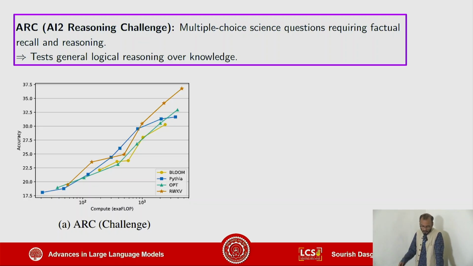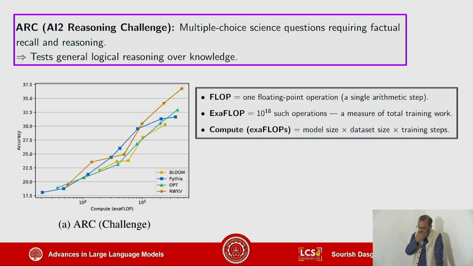Test. So what they tried to see was whether the accuracy improves as they increase the training regime, in terms of the exaflops or the compute. By exaflop, what we mean is, one flop is one floating point operation, which is one single arithmetic step. So the compute would mean the model size multiplied by the dataset size multiplied by the number of training steps, right? In terms of epochs and all.